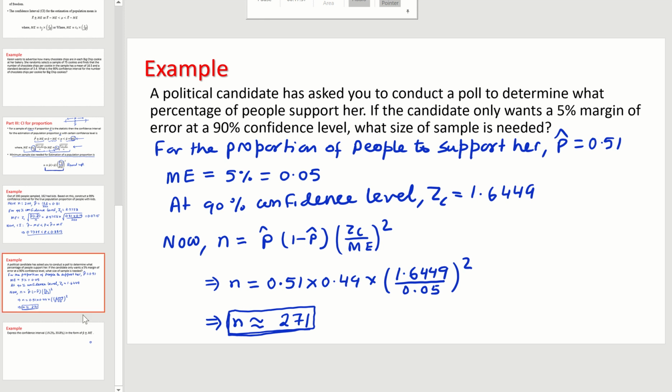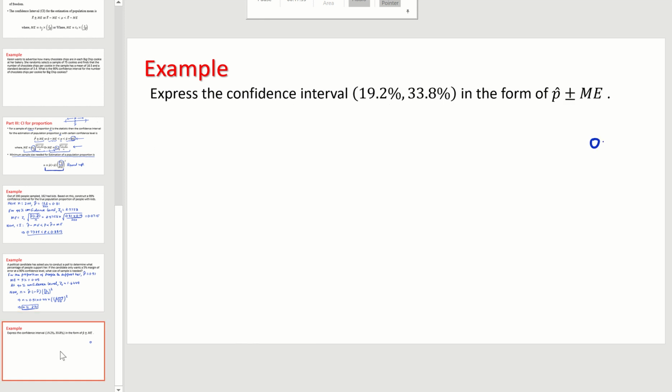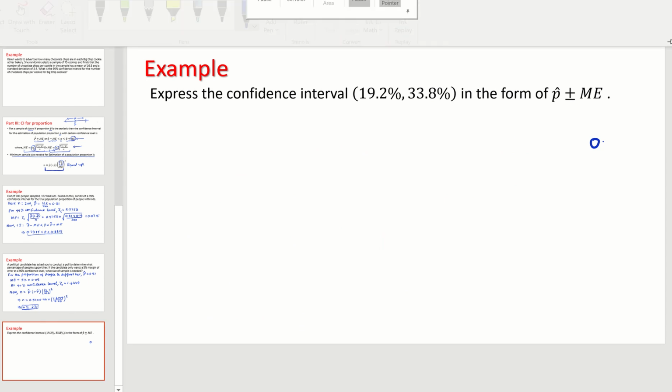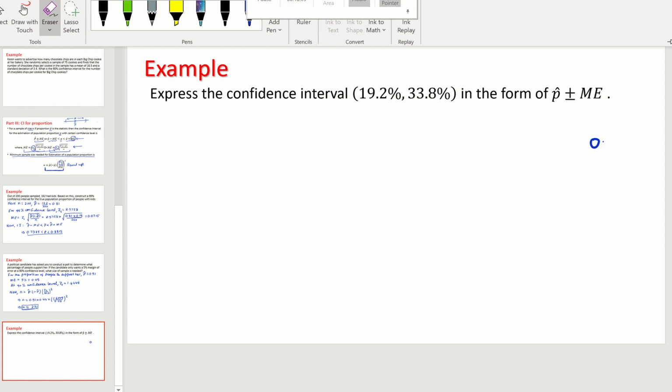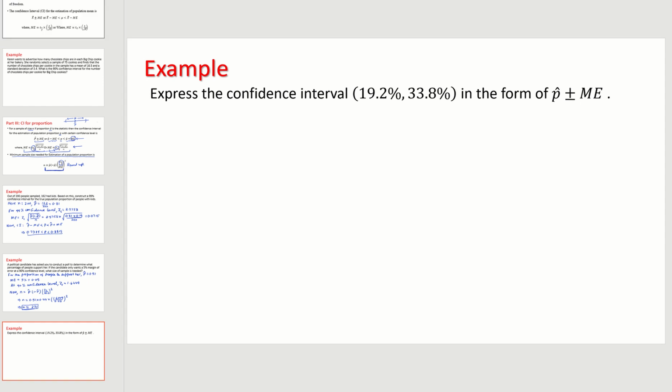So let's take one more example on the proportion here. And then here is the example. Okay, let me erase this one first. There we go.